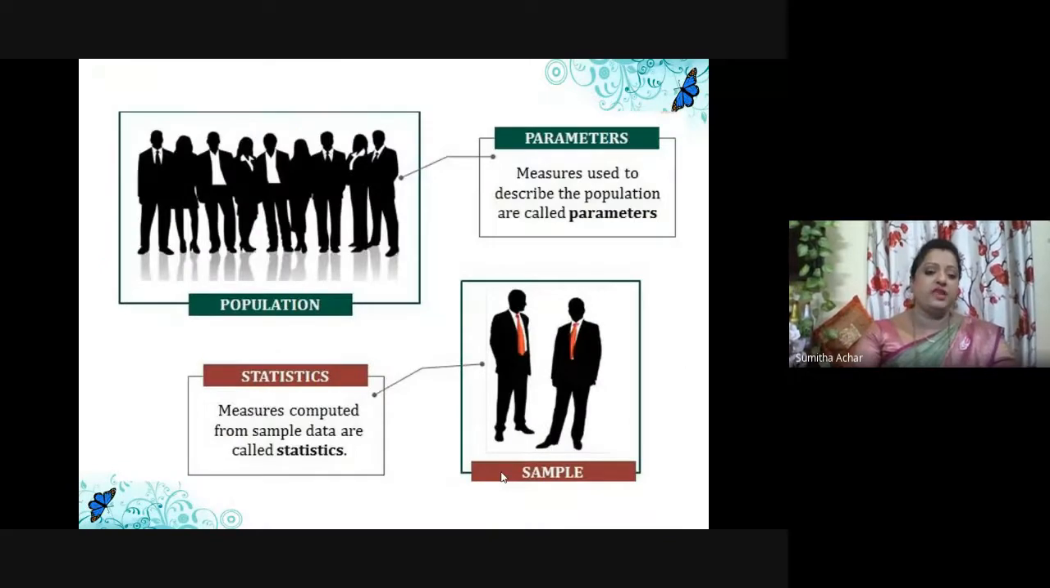Now, having understood a variable, let us get an idea of what a parameter and a statistic are. Think in these terms: population starts with P, sample starts with S, right? So your parameter starts with P, statistic starts with S. P for P, S for S. Simply, a measure used to describe the population is called a parameter, and a measure used to describe the sample data is called a statistic.